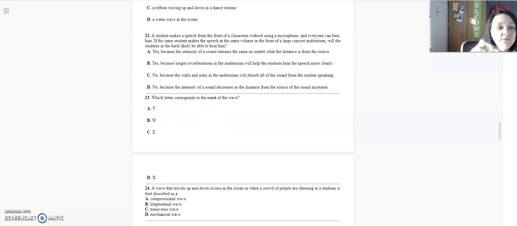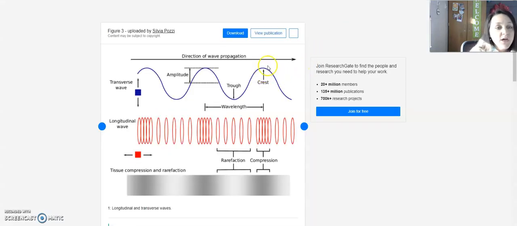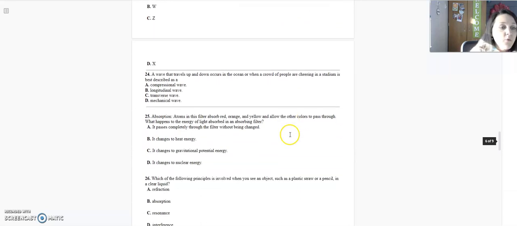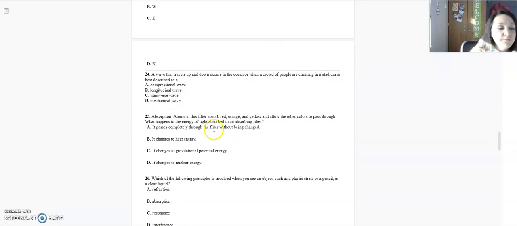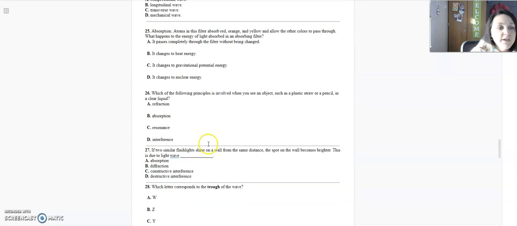All right, the crest of a wave. The crest of the wave is the top. A wave that travels up and down occurs in the ocean. That's going to be your transverse wave, the ones that look like this, up and down in an ocean. Absorption, when things absorb light.